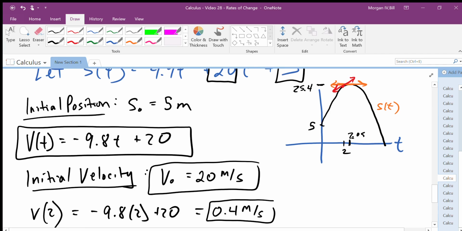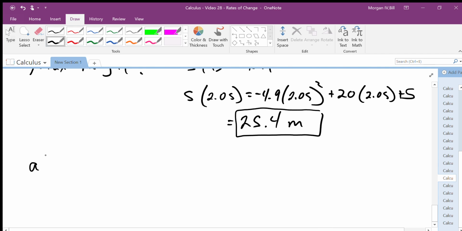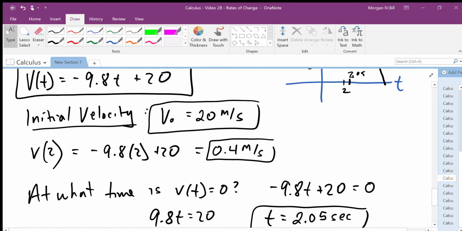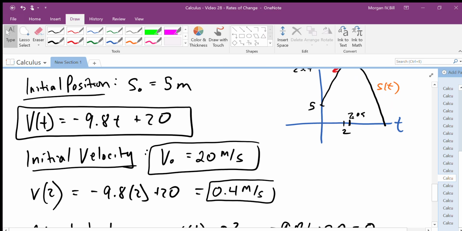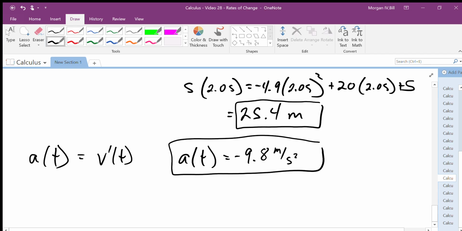All right, let's go to the acceleration function. The acceleration function a of t is equal to the derivative of the velocity function. So we'll take the derivative of the velocity function, negative 9.8 t plus 20. Its derivative is negative 9.8. That is the acceleration due to gravity on Earth, meters per second squared. It is a constant negative 9.8. So no matter what time we're at, if time is 2, acceleration is negative 9.8. If time is 4, acceleration is negative 9.8. It's the same negative 9.8 for all of time.